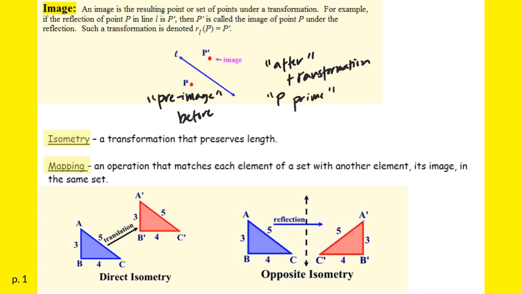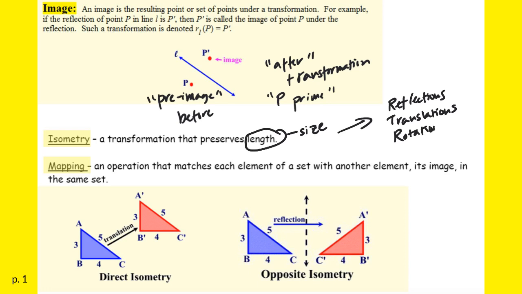In addition, another term that I want to highlight is something called an isometry. So an isometry is a transformation that preserves length. And so when I'm talking about length, I really just mean size. So the isometries that we're going to be focusing on in this unit are reflections, translations, and rotations. Those are the three main isometries that we're going to be focusing on.